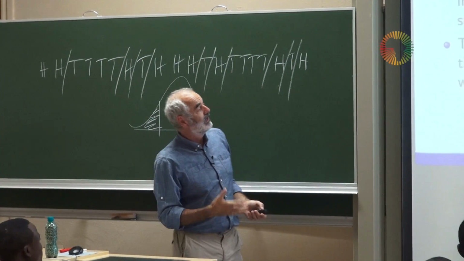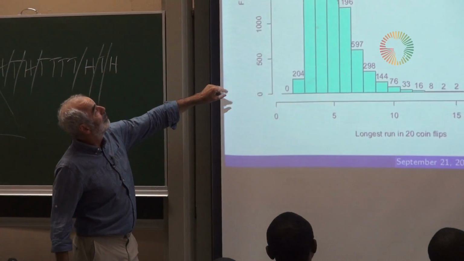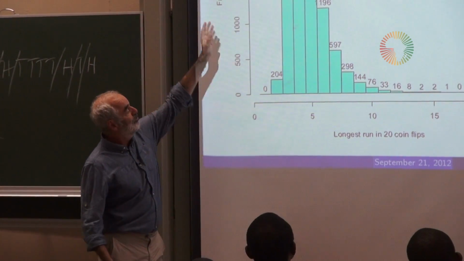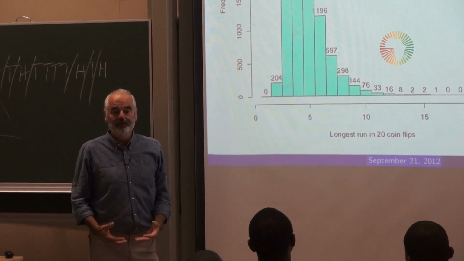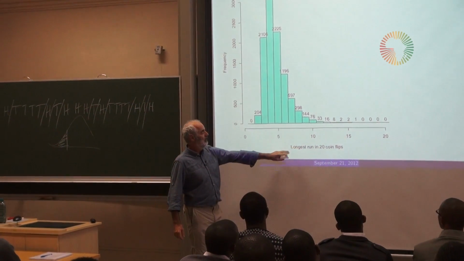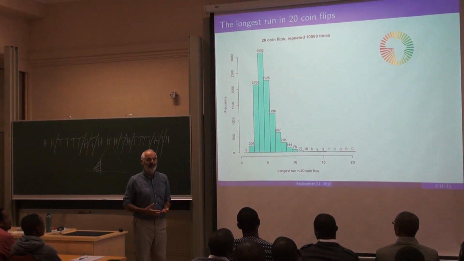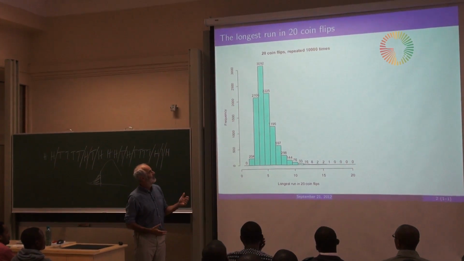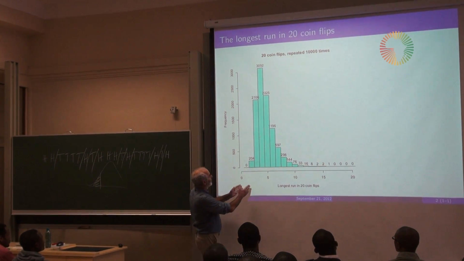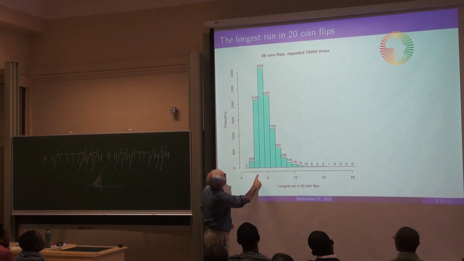So what we do, again, is use simulation. What I did in R was write a program to do 20 coin flips 10,000 times and just record the longest run in 20 coin flips. Again, I'm embarrassed not to be using maths. I'm just using simulation. But what you find is that the longest run is only 2 in about 2 out of 10,000. Only in about 20% is the longest run 3.